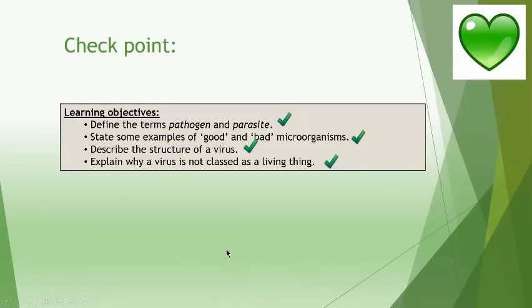We are ticking off our learning objectives. I hope now you can define the terms pathogen and parasite, state some examples of microorganisms, whether bad or good, describe the structure of a virus, and explain why a virus is not classed as a living thing.